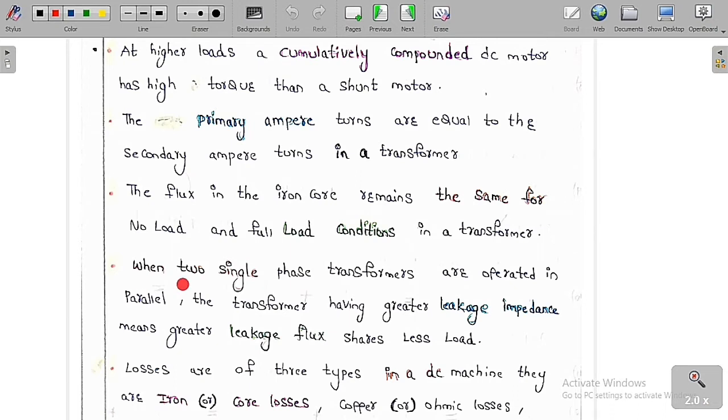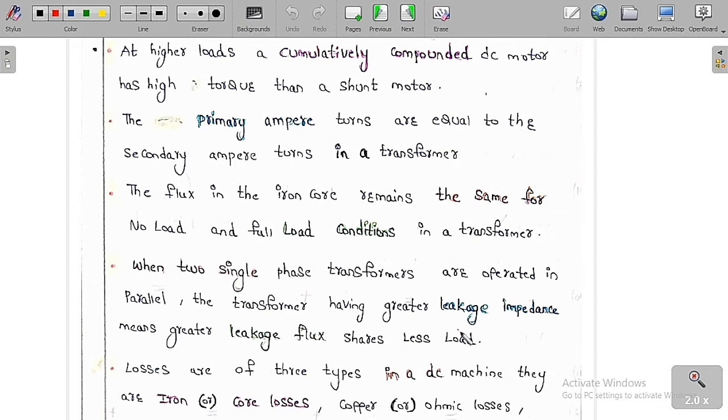When two single phase transformers are operating in parallel, the transformer having the greater leakage impedance, meaning greater leakage flux, shares less load. This is a very important point. It is inversely proportional. So the transformer having greater leakage impedance will share less load.